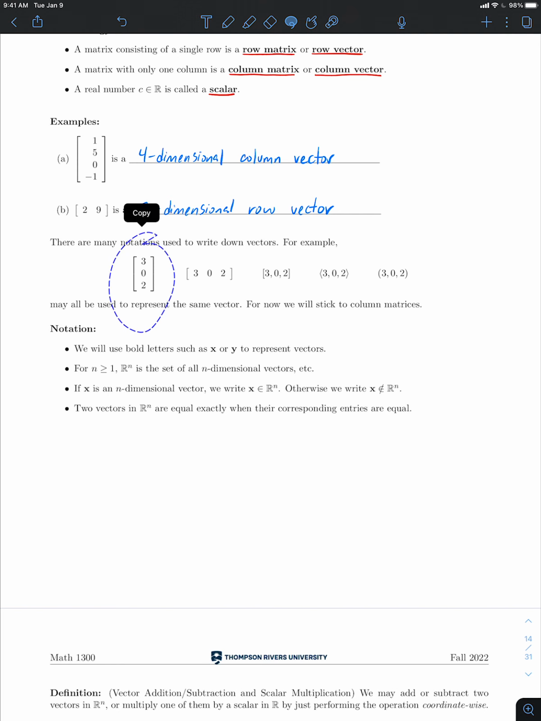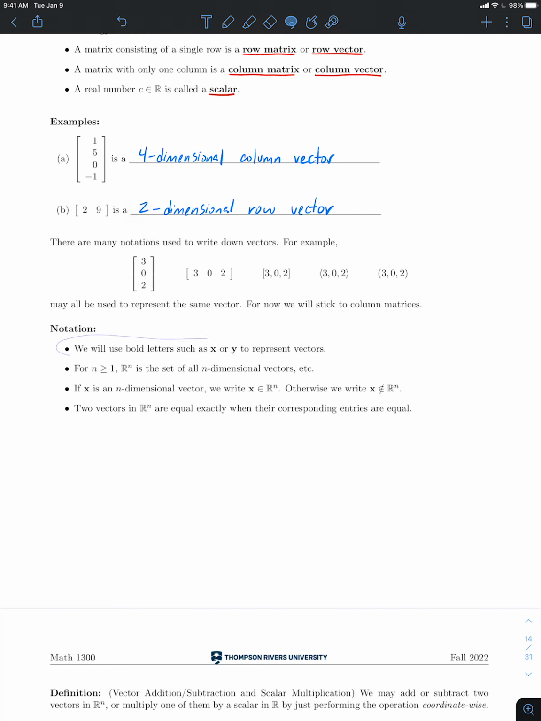So for now, for simplicity, let's use the same notation most of the time. And that notation that we'll stick to is using column notation to write down vectors. Okay, so a few other comments about notation.